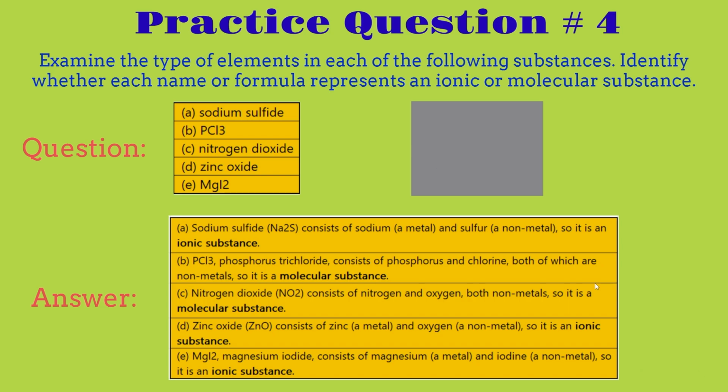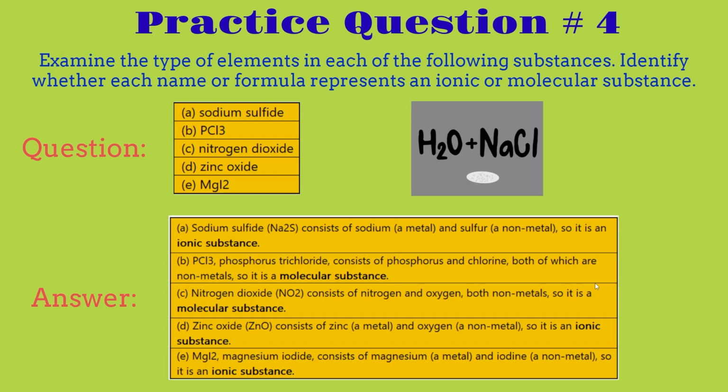So for the first one, sodium sulfide is an ionic substance because sodium is a metal and sulfur is a non-metal. For PCl3, which is phosphorus trichloride, it is molecular because both of them are non-metals. For nitrogen dioxide, this is also molecular because nitrogen and oxygen are both non-metals. For the third one, we have zinc oxide, which is ZnO in the formula. And basically this is an ionic substance because zinc is a metal and oxygen is a non-metal. So when those two combine, we get an ionic substance.